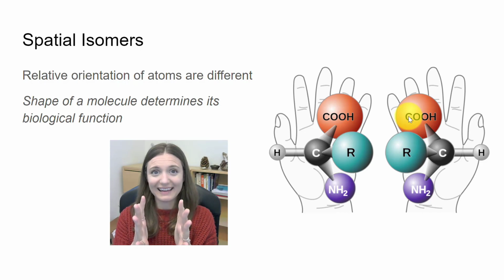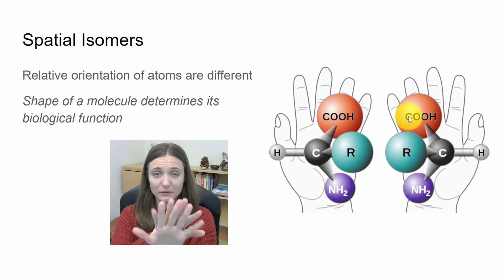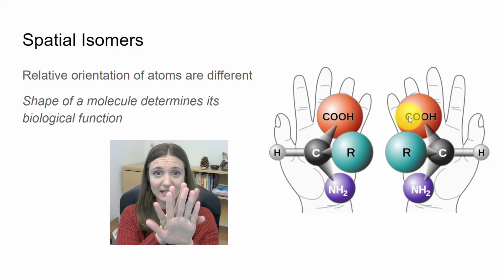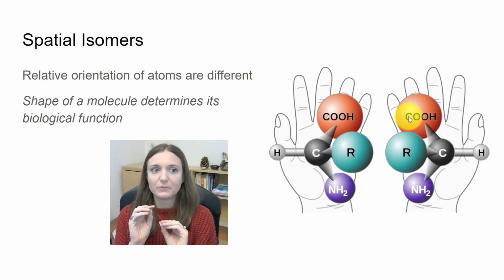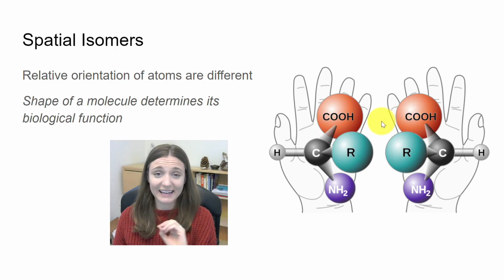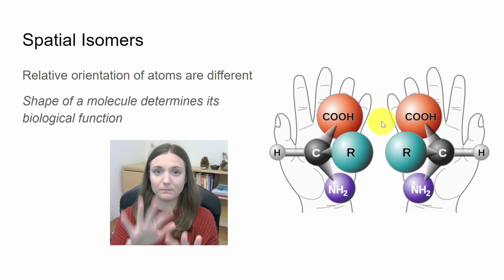But we cannot take these molecules and rotate them together in any way that they would fit directly on top of each other, and they could basically sink one into the other and be an exact copy. So the relative orientation of the atoms is different. And again, this influences how organisms and their enzymes and how these molecules will function within cells based on the orientation of those different parts of that molecule.